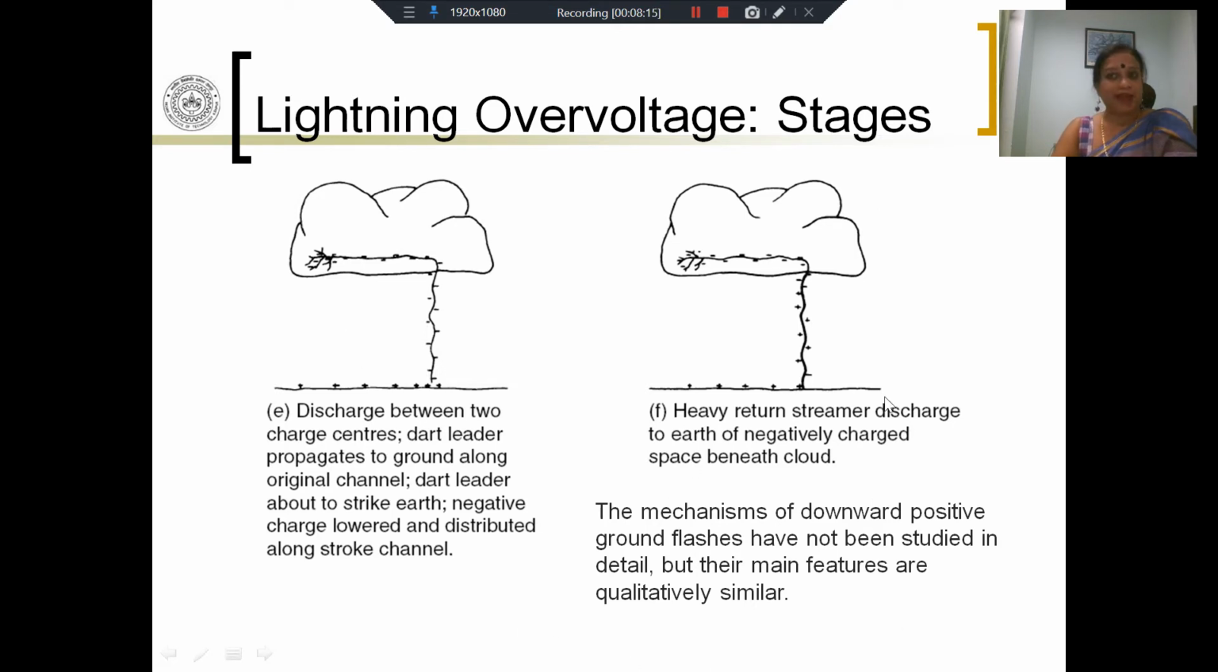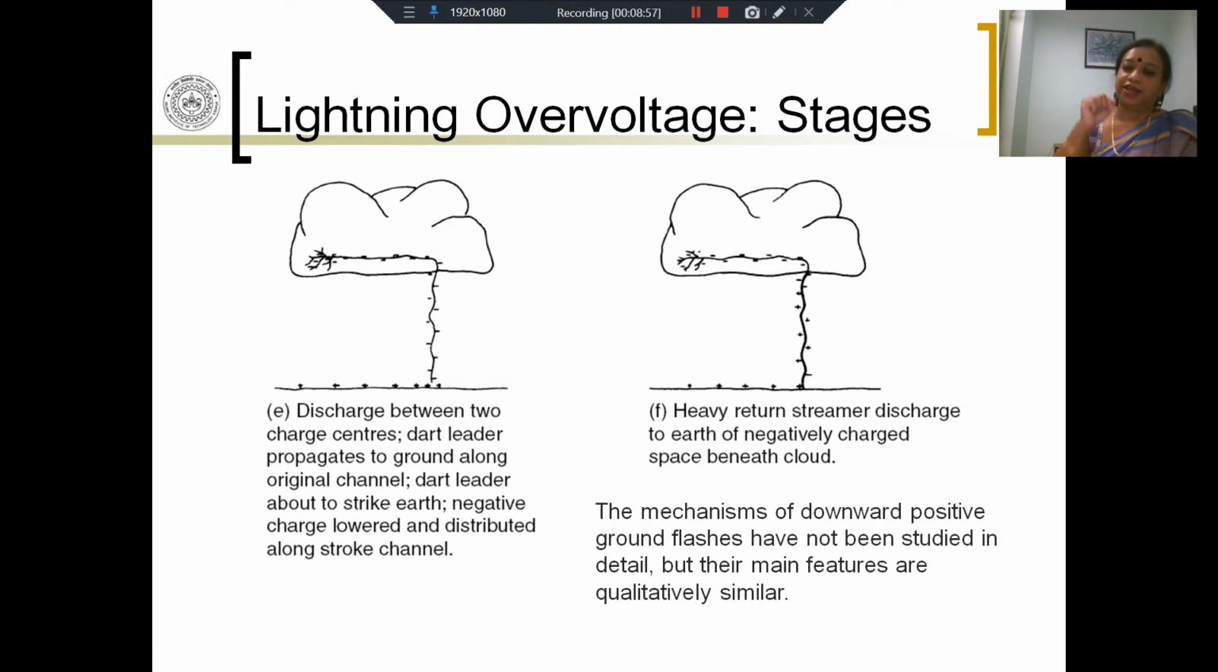I have explained the mechanism of lightning considering that the cloud is negatively charged. It is also possible to have a downward positive ground flash. The mechanisms of downward positive ground flashes have not been studied in great detail, but their main features are qualitatively similar, except that instead of positive charge from ground, you have negative charge from ground, and you have positive charge on the cloud. So the charge polarity on the cloud and the ground is reversed, otherwise the process remains the same. So these are situations where you have downward strikes from the cloud to the ground, and this can be either a positive ground flash or a negative ground flash.